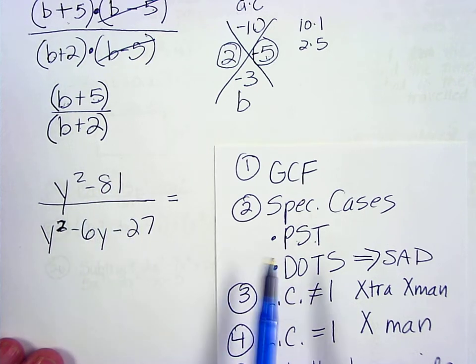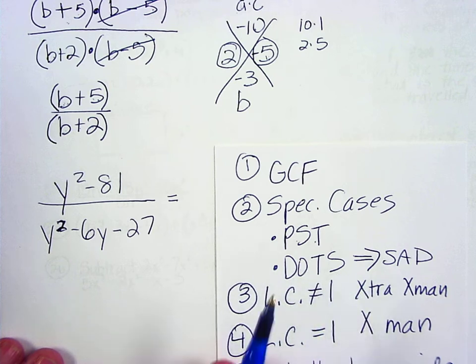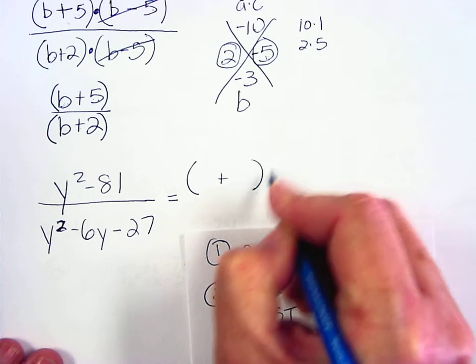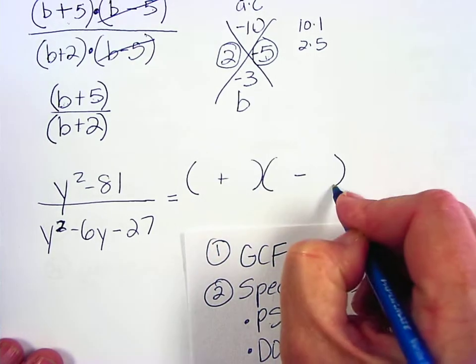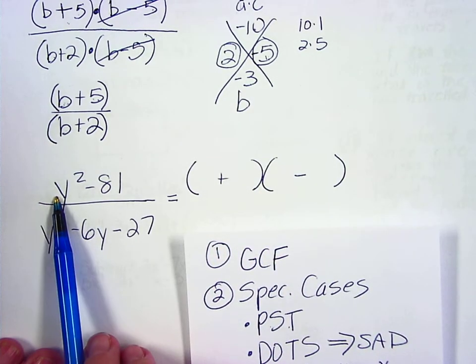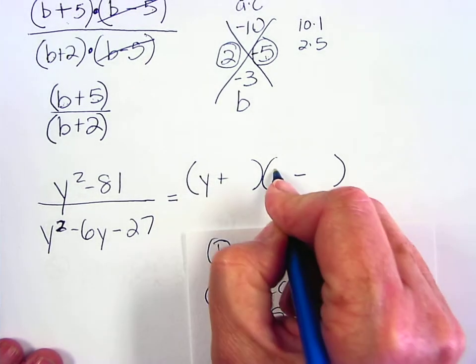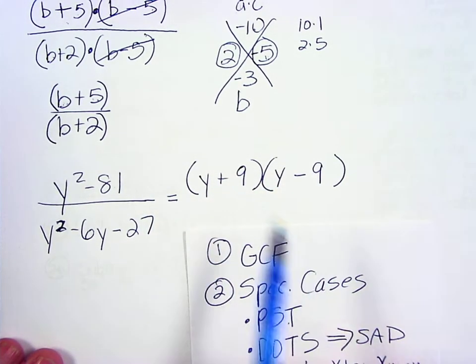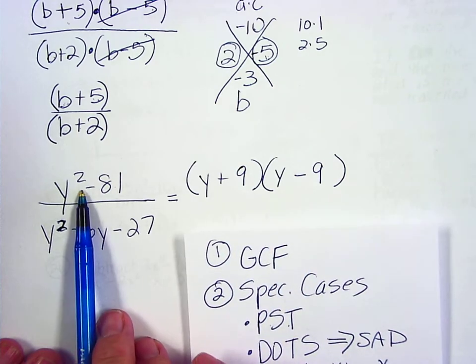So the way I factor difference of two squares is sum and difference. Square root of y squared is y. That goes here and here. Square root of 81 is 9. That goes here and here. We just factored this difference of two squares.